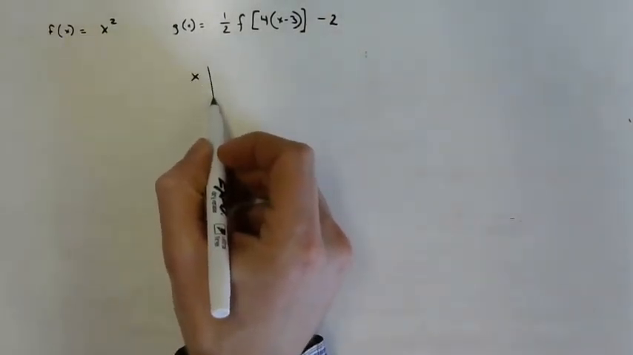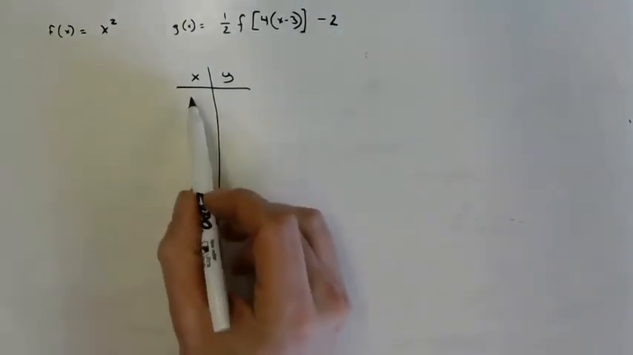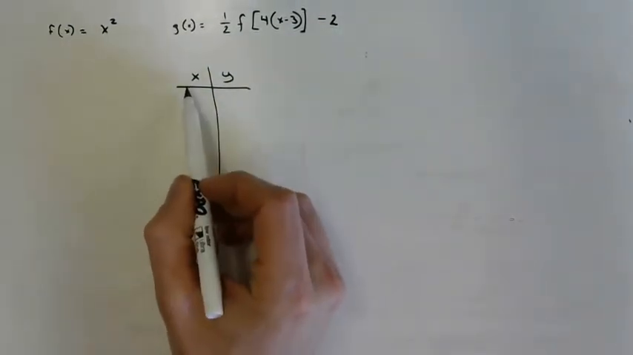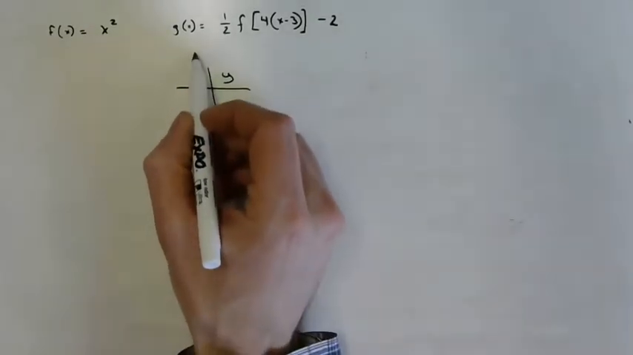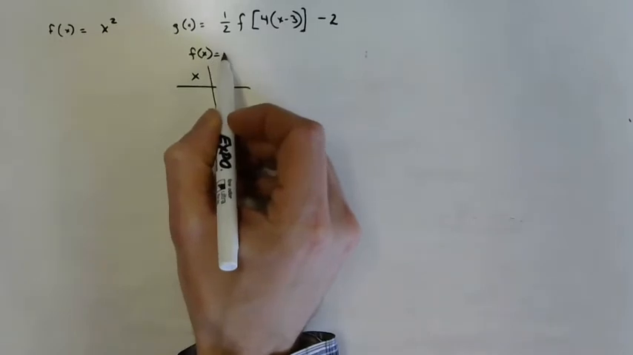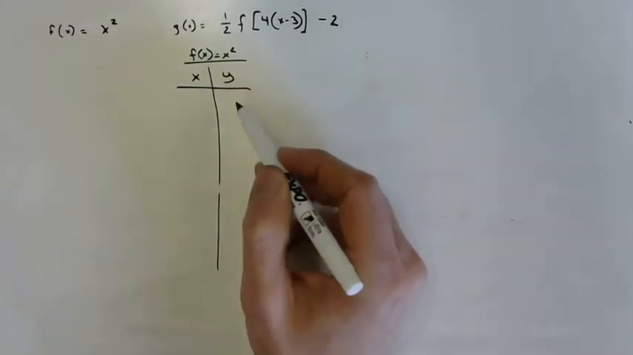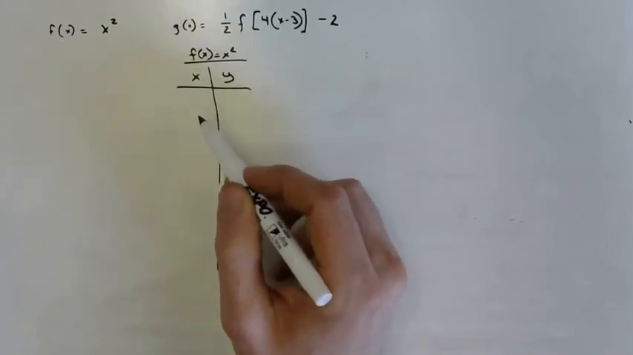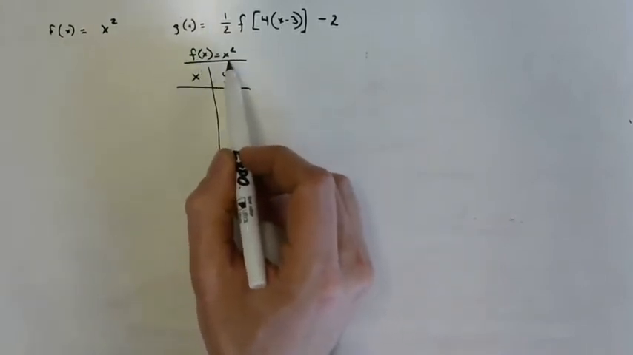Okay, now here's what it looks like. It's like a regular table of values. Again, don't draw yet, just watch. With an x and a y, right? This is an input and an output. Our parent function here is f of x equals x squared, okay? So what I'm going to do first is pick a whole bunch of coordinates that fall on the curve x squared, okay?